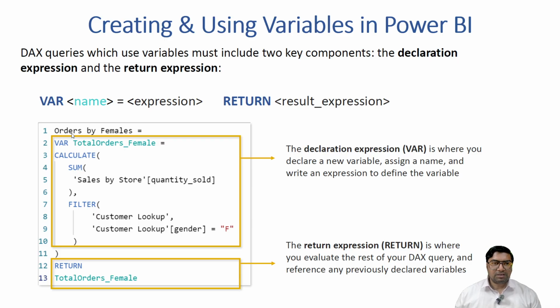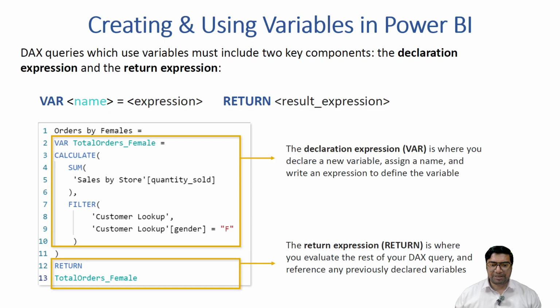In this example, let's suppose I want to calculate orders by female. First I give the variable name, total orders underscore female. Then I give the expression, which is the calculation, and the last part is the return. So these are all the parts of creating a variable formula in Power BI. Let's jump quickly into Power BI, create this and see how it looks.